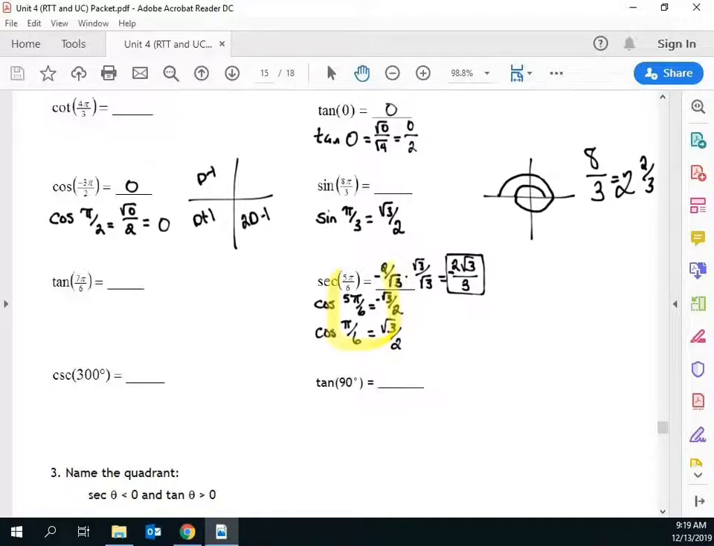2 pi. So I can go ahead and eliminate this 2 pi because, guys, in a circle, what happens if I go completely around it? Where do I end up? Right where you started. Right?